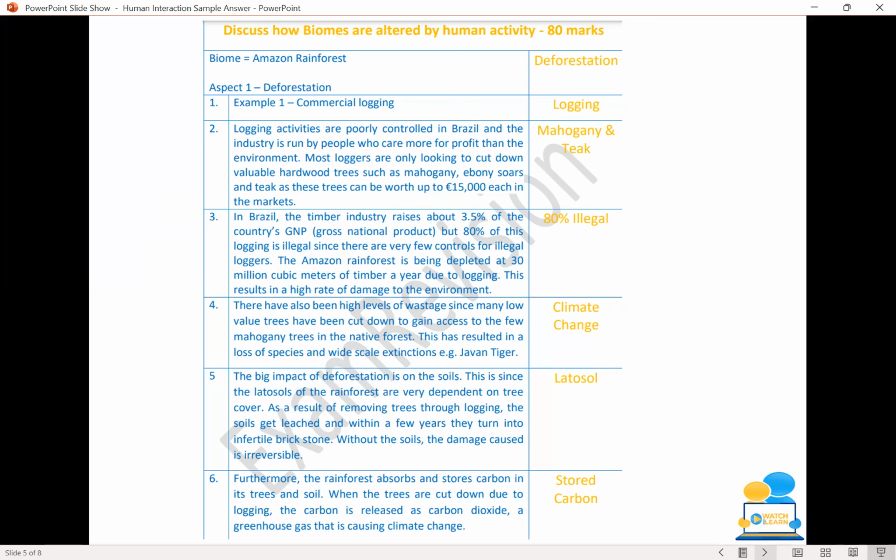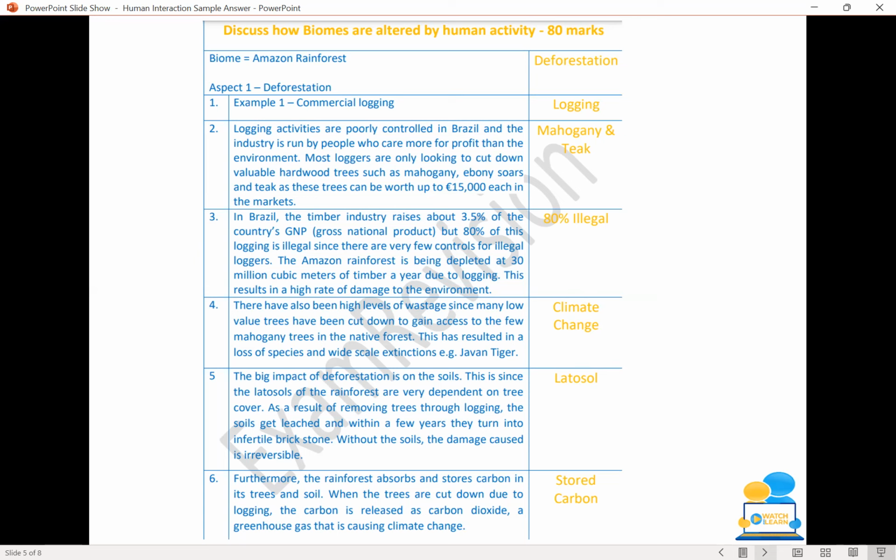So again, we have our aspect 1. So we start with our title, aspect 1, and we're going to start with deforestation here, first of all. So this is the first way that humans are going to alter our biome. So we focus in on this starting off. So we put our title in.